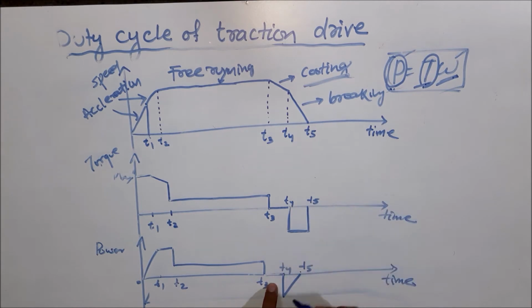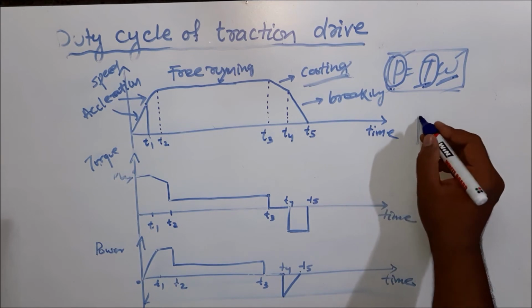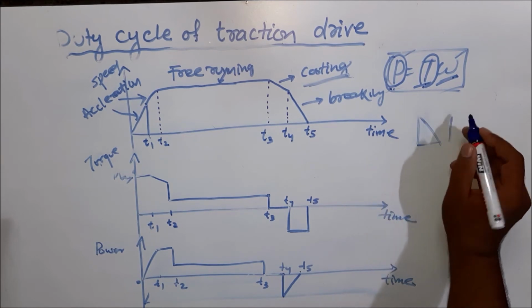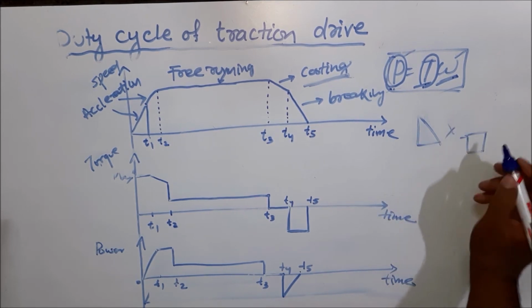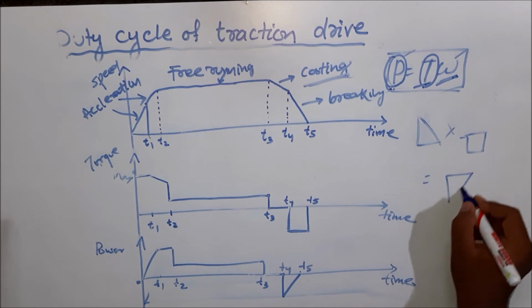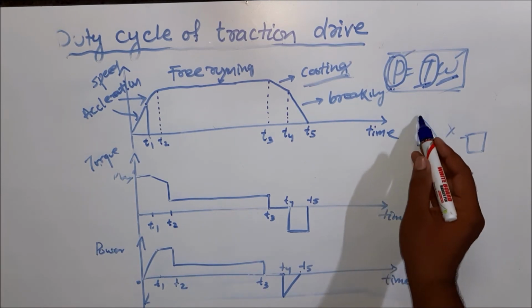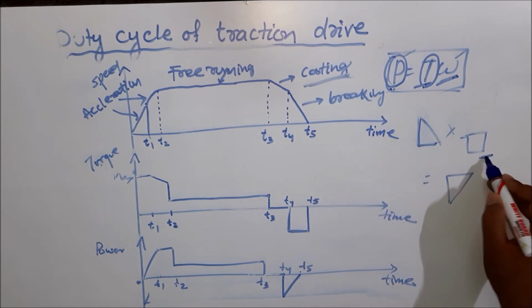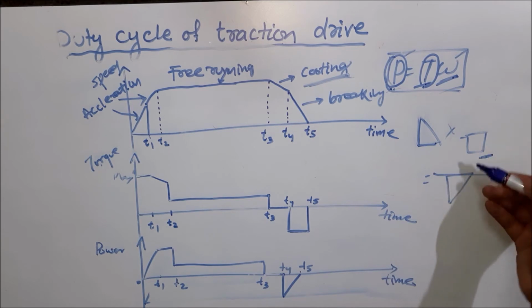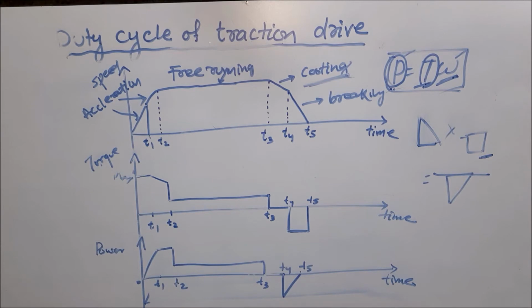And in braking, I am getting a negative triangle of the power curve. And we know that whenever I multiply any kind of triangle with a negative constant value, I am getting its mirror image. If you multiply mathematically, you will find this. When a positive wave is multiplied with a negative constant value, you get its downside mirror image. So these three curves indicate the duty cycle of traction drive.